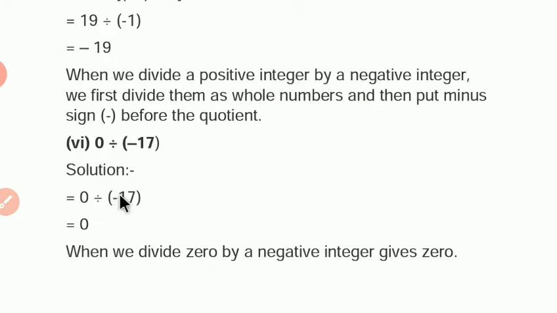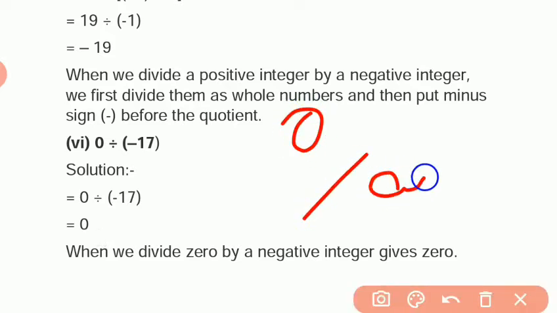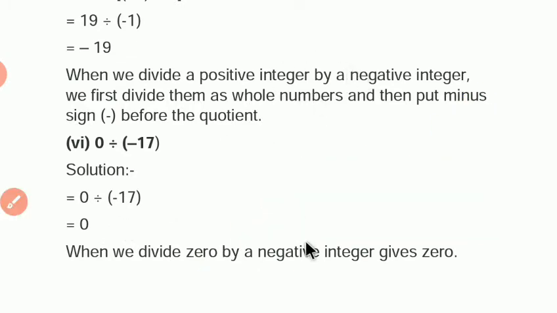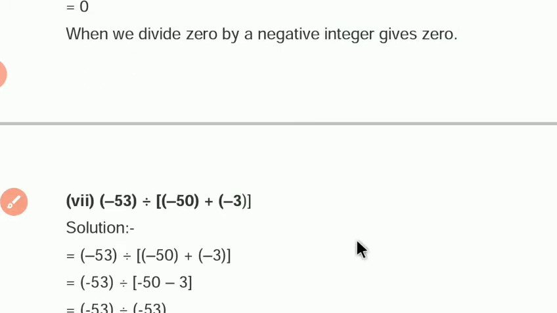Then 6th one, 0 divided by minus 17. So 0 divided by minus 17 will be 0. As we have seen before in the properties of division, if 0 is divided by any integer, the answer will be 0. So when we divide 0 by a negative integer, it will give 0.